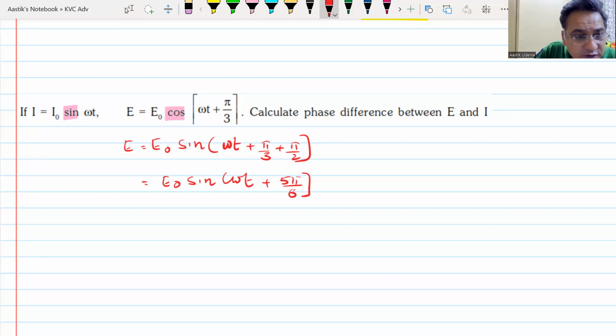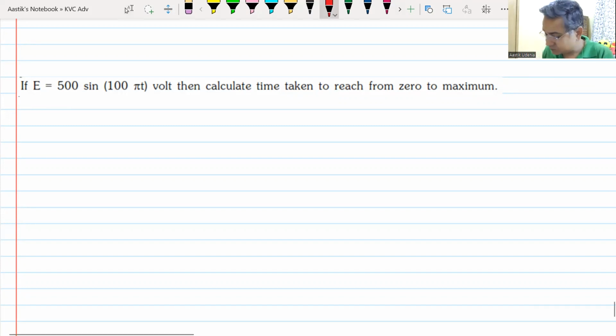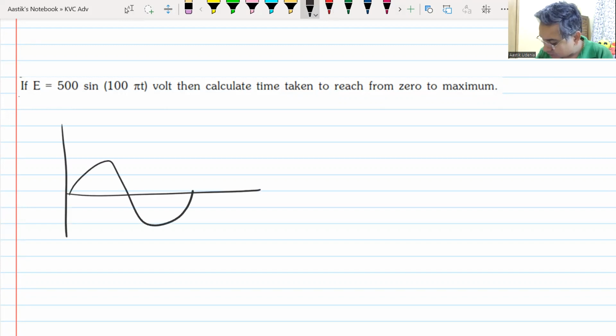I hope you can solve this one now. If E is 500 sine 100 pi t volt, what is the time taken to reach from 0 to maximum? So, how much time will it take to go from 0 to maximum? No one knows this? Sine wave? How much time does it take to go from 0 to maximum?